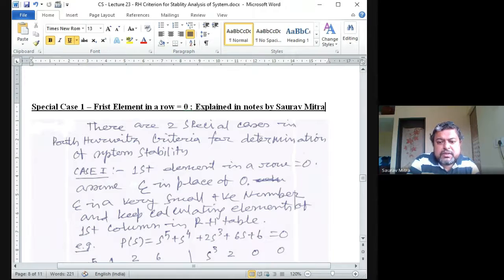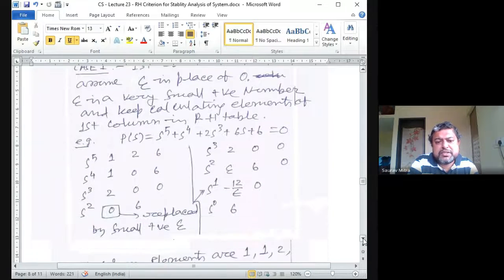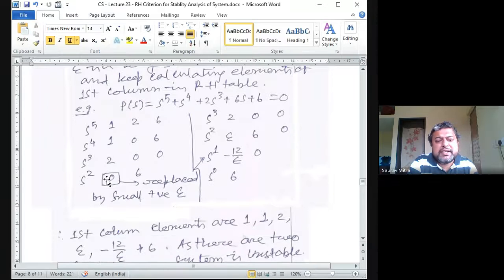Not a problem. So in a special numerical given by me, this is s to the 5 plus s to the 4 and so on. You are finding that the s square element is becoming 0. In that case, you have to assume the s square element as epsilon, and then do the cross multiplication and so on, and you find the s to 1 element is coming to be minus 12 by epsilon.